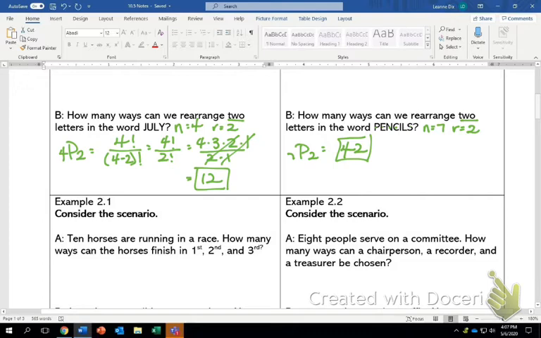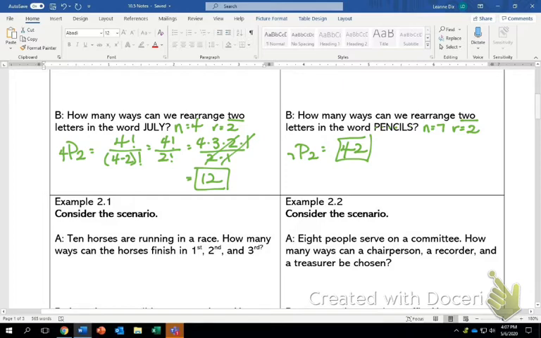So in example 2.1, now instead of working with letters, we're working with real life scenarios. This says we have 10 horses running in a race. How many ways can the horses finish first, second, and third? So I have to ask myself, is order important? Well, yeah, it is important. The first horse that passes the finish line is going to be first, and it's not like the last horse is going to be first. That's not how that works. So order in this particular case is important.